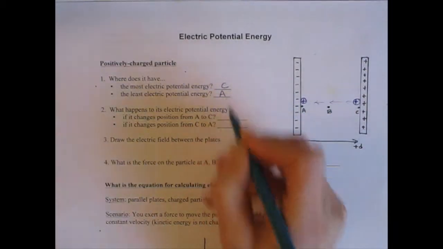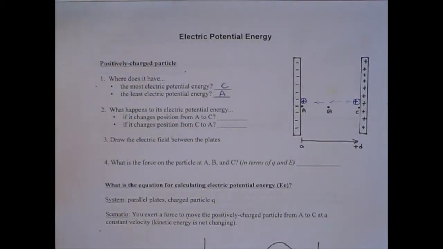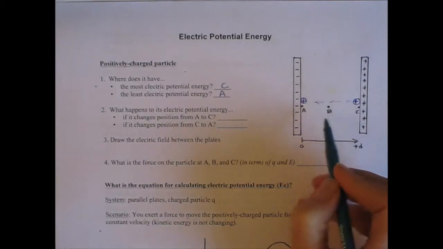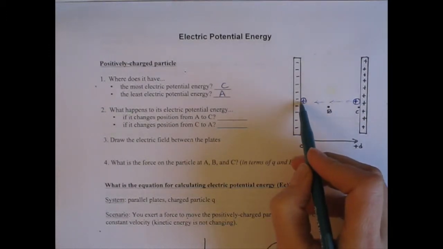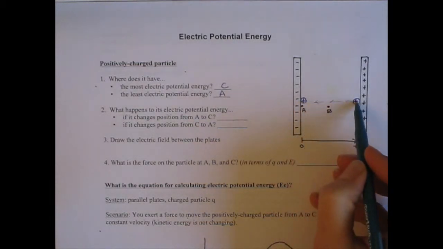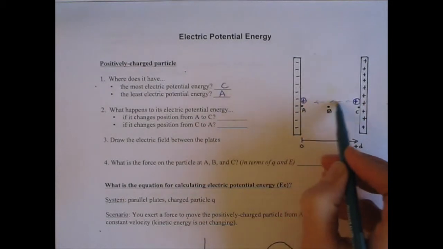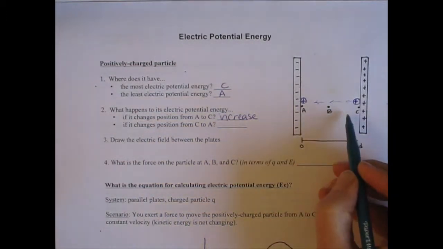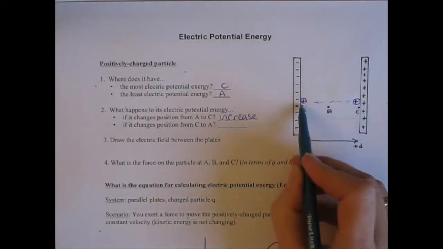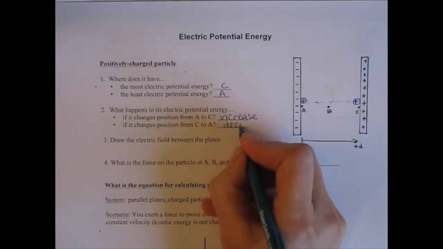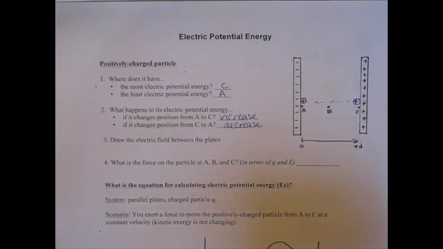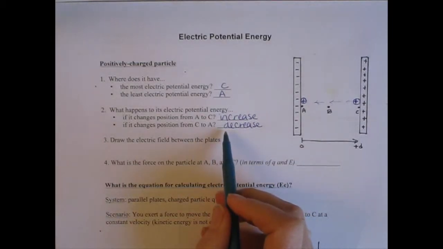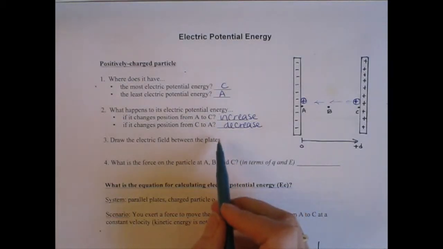and it would have the least electric potential energy at A. Number two, what happens to its electric potential energy if it changes position from A to C? As we just mentioned, it is not going to do that on its own. You would have to have an external force to move it over there. But if that was done, that's going to increase its electric potential energy. And if it changed position from C to A, that would be a decrease in electric potential energy. Just as if a ball is dropped, as it falls to the earth, it decreases its gravitational potential energy.